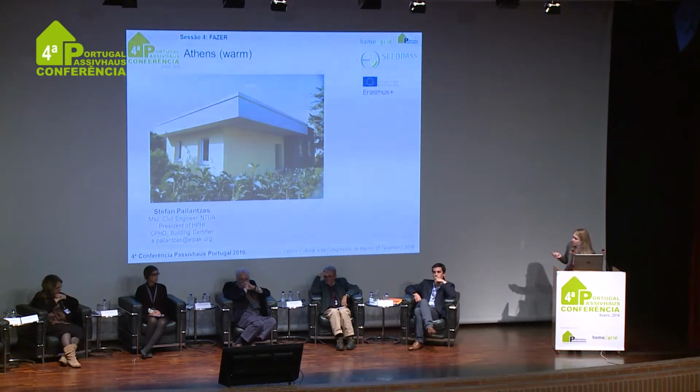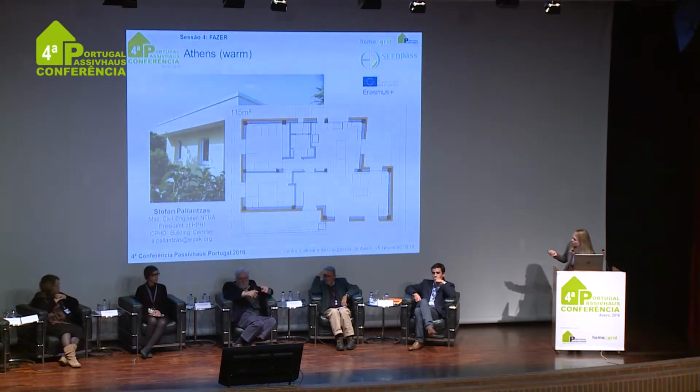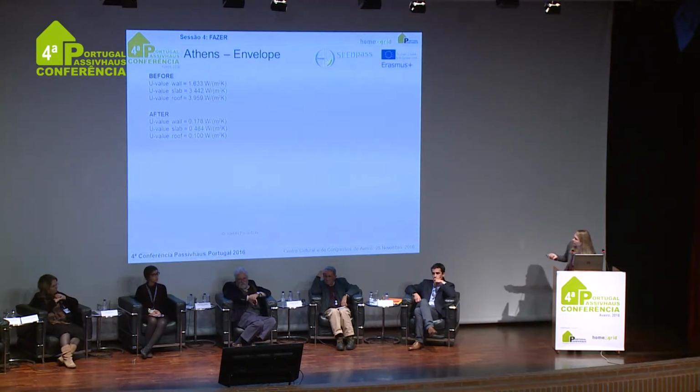So this is a building, it's now finished, this one, but before it was a building of the 60s. And its envelope was mostly with concrete pillars and perforated bricks in between. And what the owner did, he added a layer of 15 centimeters of insulation around this building. So you can see the U values before. He also added some insulation in the roof and on the slab. Now they are much better.